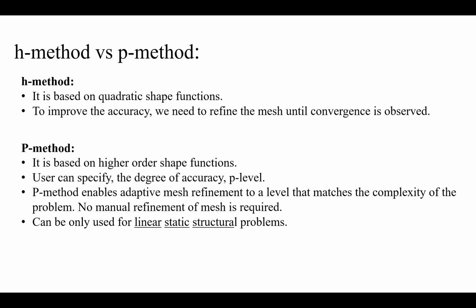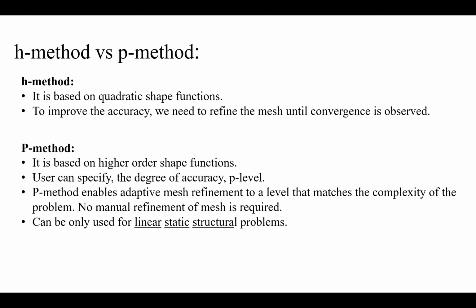The other thing that deals with the accuracy of our analysis is the H method versus the P method. In the H method, it's based on a quadratic shape function, and if you want to improve the accuracy, you have to increase your number of elements. So you have to make your mesh finer. In the P method, it's based on higher order shape functions like cubic or fourth order. And the advantage is that you can use a smaller number of higher order elements as opposed to a higher number of lower order elements.